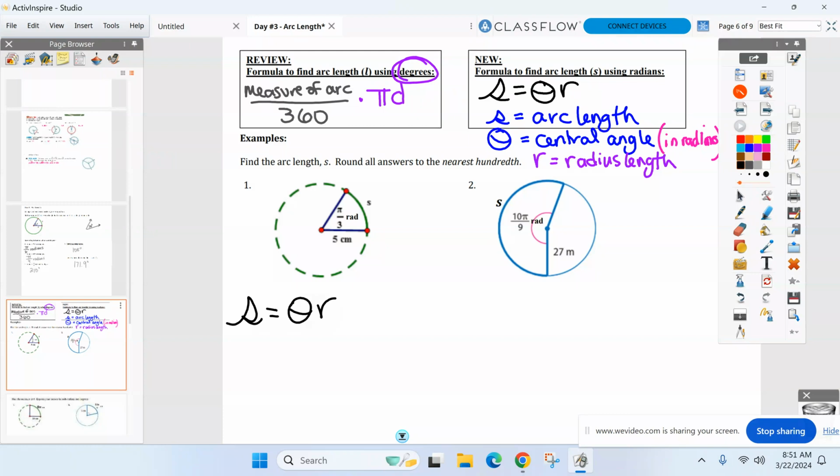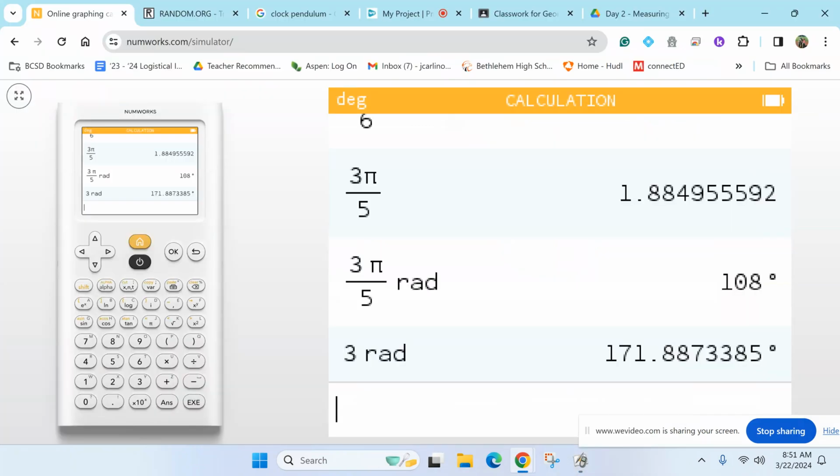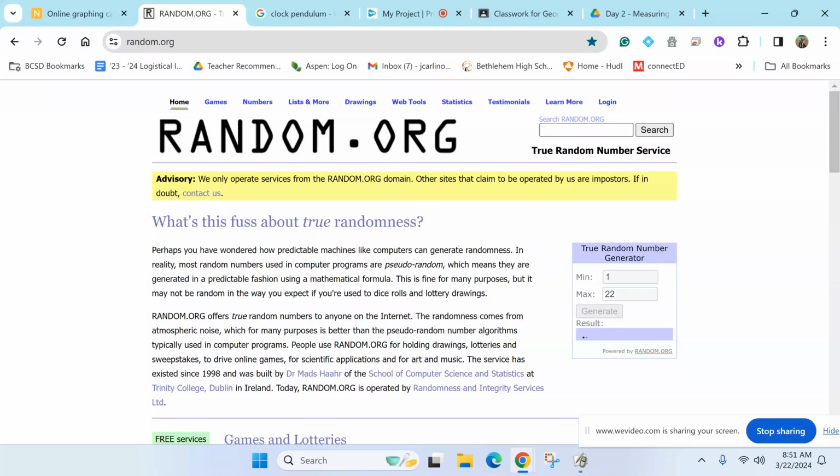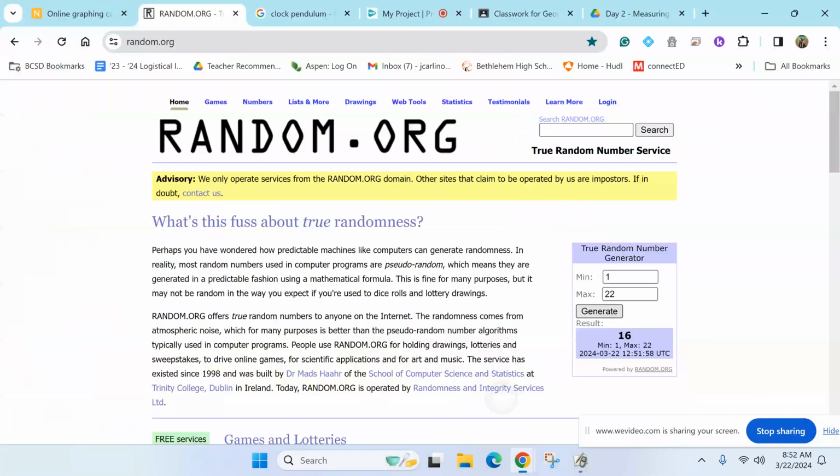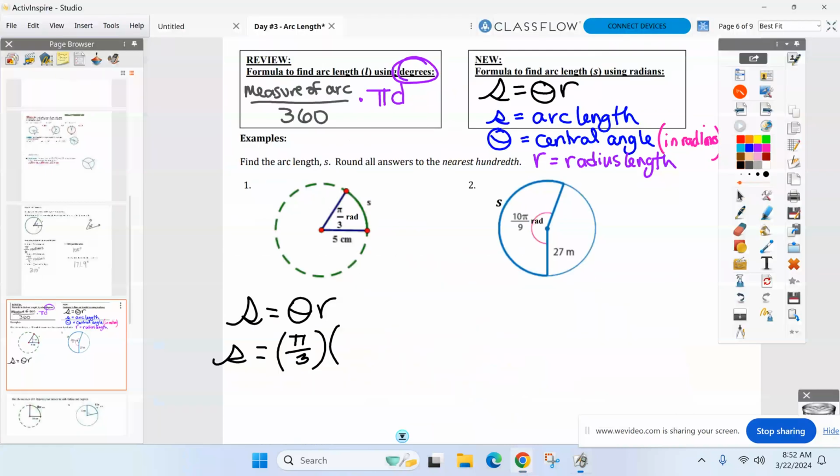All right, here we go. S, length of an arc. Theta, what's my central angle in radians? Look at the diagram. What is my central angle in radians here? Bryson, what's my central angle in radians? Okay, so that gets put in for theta. Pi over 3 times, what's my R value now? Stephanie, what's my radius length? 5, good work.